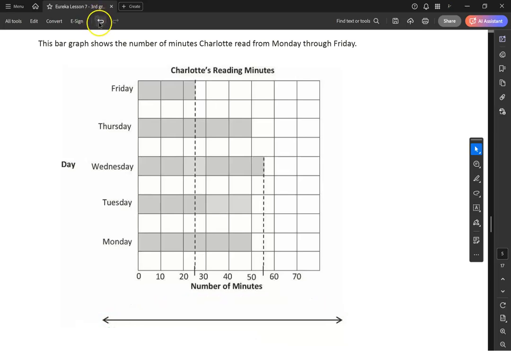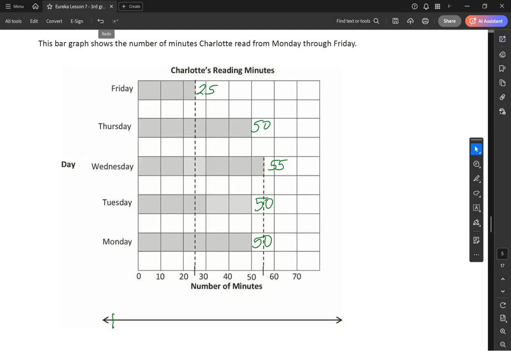So the first thing I'm going to do is go through it and label. Okay. So Friday, if you look, is in between 20 and 30, which would be 25. Thursday is at 50. Wednesday is at 55. Tuesday is at 50. And Monday is at 50. Okay. So if I look here, what are we counting by? We are counting by tens.